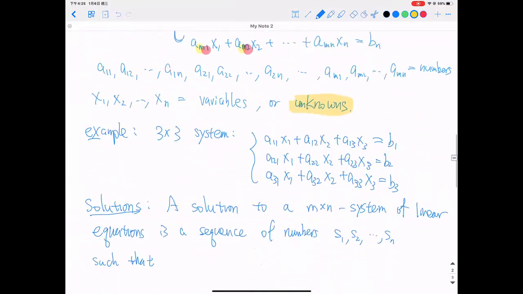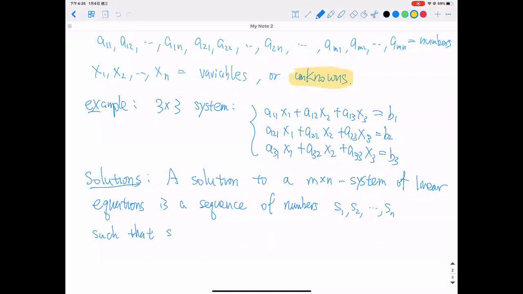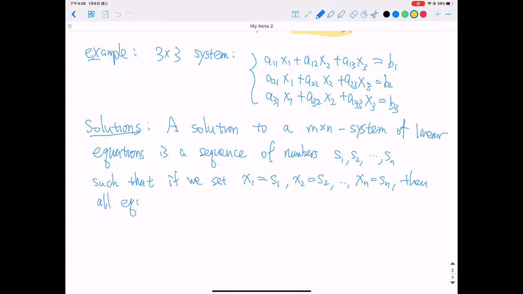Okay. Now, for these numbers S1 through Sn to be a solution to the m by n system, we need that if we set x1, the unknown x1, to be equal to S1, x2 equals S2, and so on, and finally xn equals Sn, then all equations in the system hold.